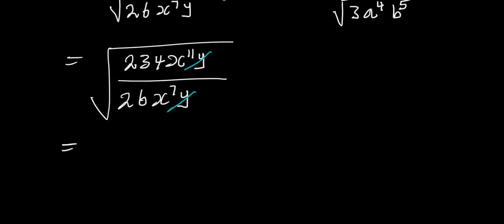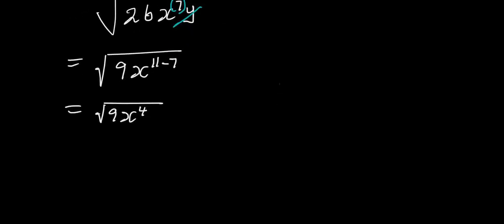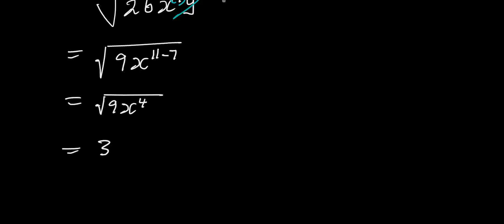So this will be equal to the radical of 9, and x to the 11th power divided by x to the 7th power. All we have to do is to keep the base, which is x, and subtract 7, which is the exponent of the denominator, from the exponent of the numerator. The division rule of exponents. So we are going to apply that to this. So this will become x to the 11th power minus 7. So automatically we're going to have the radical of 9x to the 4th power. So the square root of 9 is 3, and the square root of x to the 4th power is x squared. So this is the answer to this question.